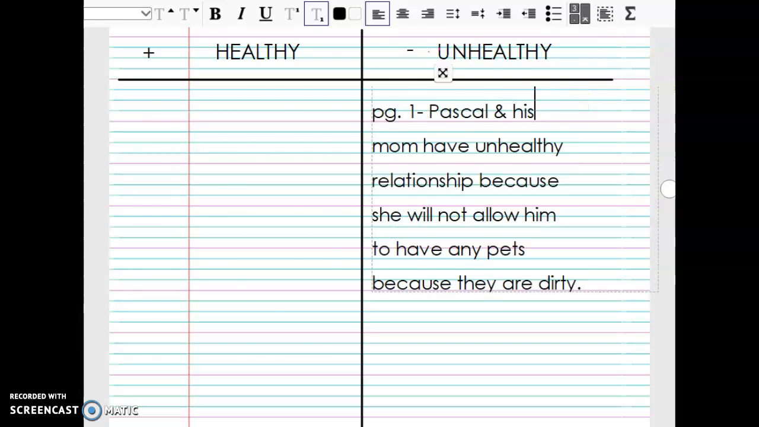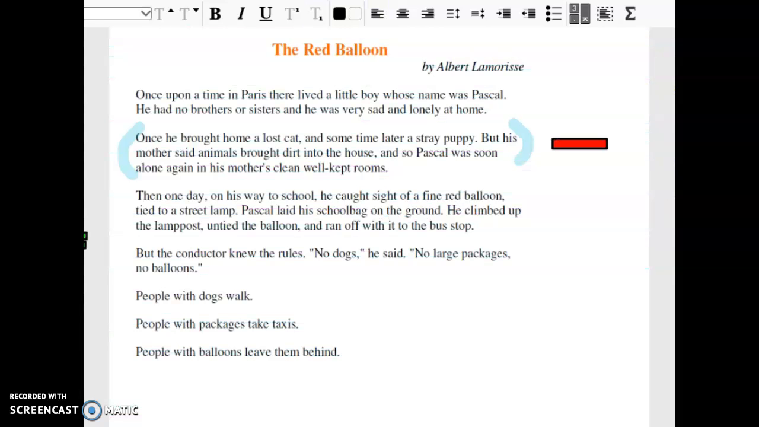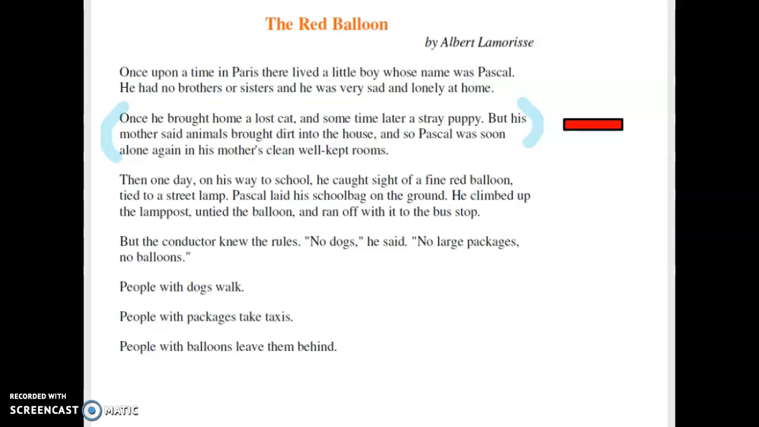All right, let's keep reading. We find that he finds this balloon and takes it, and then he meets this conductor. He goes to get to the bus stop and the conductor, or the driver, says no dogs, no large packages, no balloons. Again, when I read that, I'm thinking that the conductor, although he is just somebody that Pascal just met, they're definitely not going to have a strong relationship, because the conductor is saying, you're not allowed to bring this balloon on the bus. You have to leave it behind.